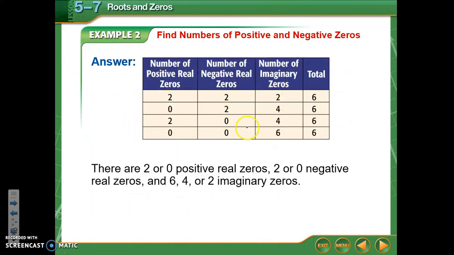Here's a slightly more beautiful chart that you could look at, but it's the same as the one we did basically. So notice these are all of the possible combos. There are 4 options here. I can have 2 positive zeros, 2 negative zeros, and 2 imaginary, 0 positives, 2 negatives, and 4 imaginary, and so on. These are the possibilities.